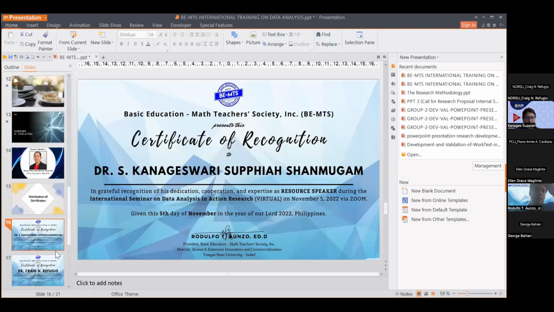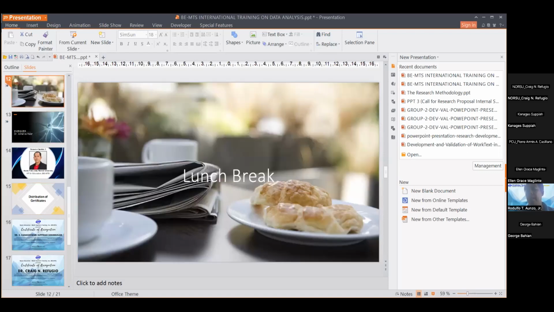And now, it's already 12:40. We actually granted a request of Dr. Sophia Kanagaswari Shanmugam to have her talk extended until 1 o'clock. That's 12:40 to 1 o'clock.